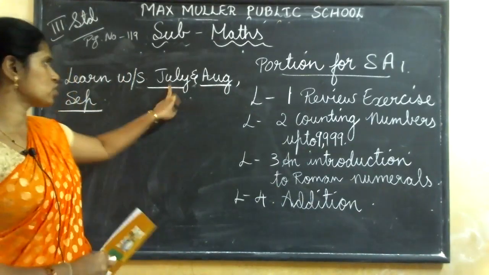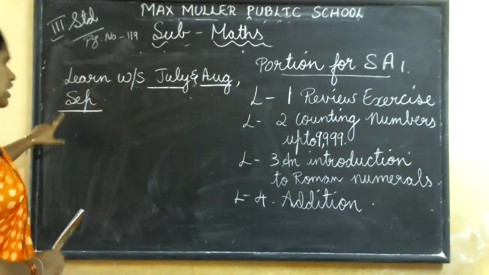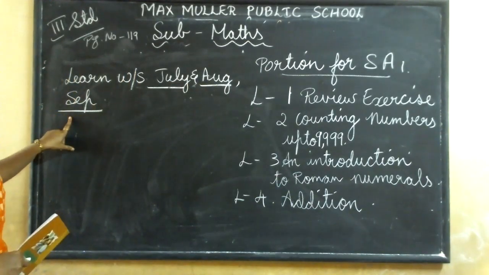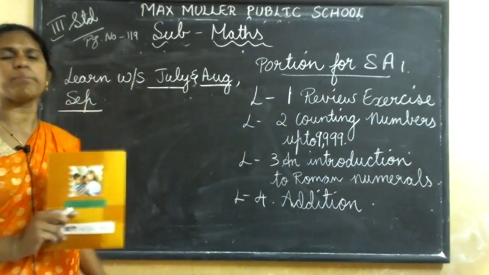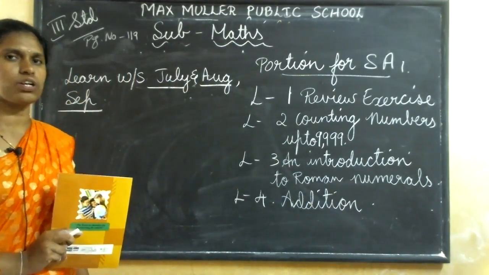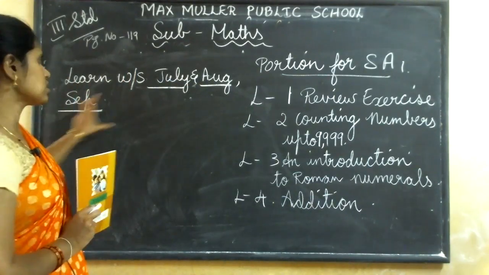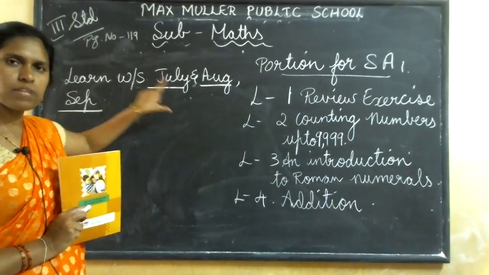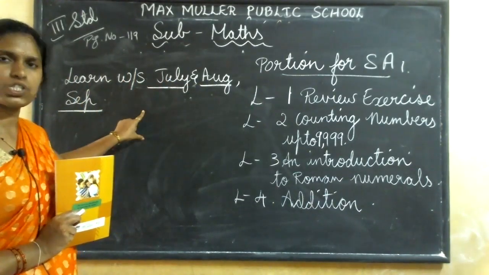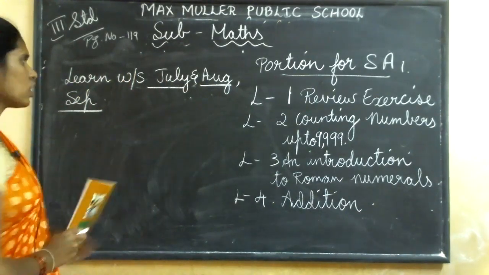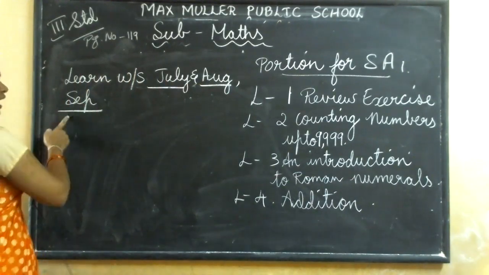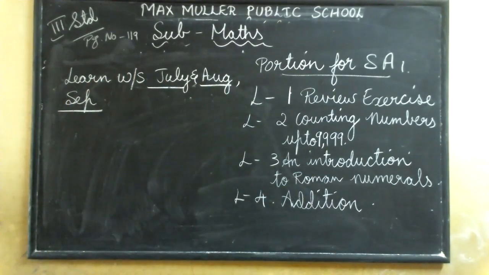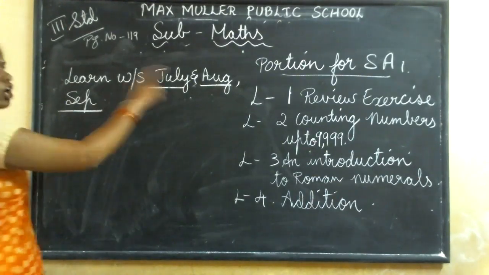FA1 you have learned, July and August. Now for SA1 you will be having the September worksheet. These 3 months' worksheets you have to be perfect. Understood? You have to learn these worksheets. From the worksheets only I will give the questions and answers for SA1. So learn July and August worksheet, 1 worksheet, and September's worksheet, 1. You should be thorough with these 2 worksheets. Understood all of you? Copy down fast.